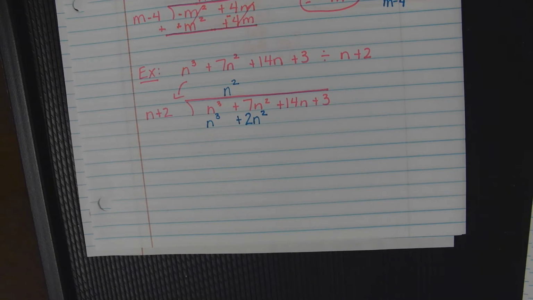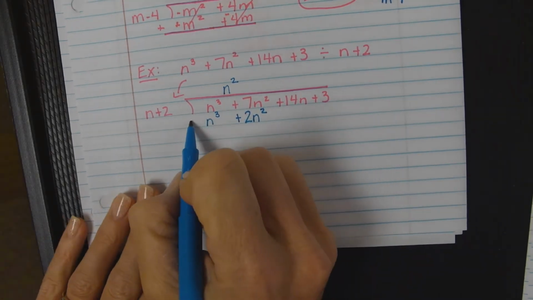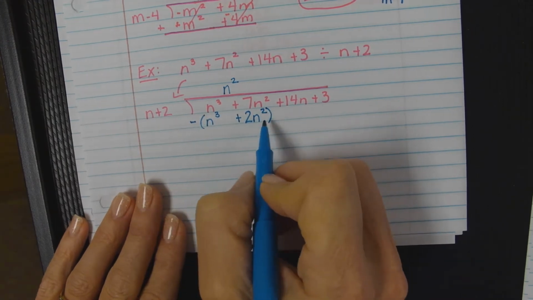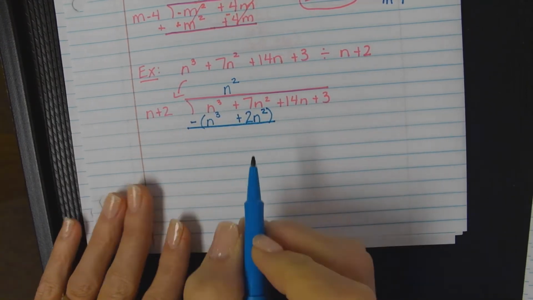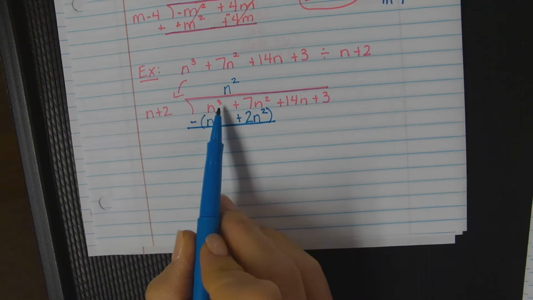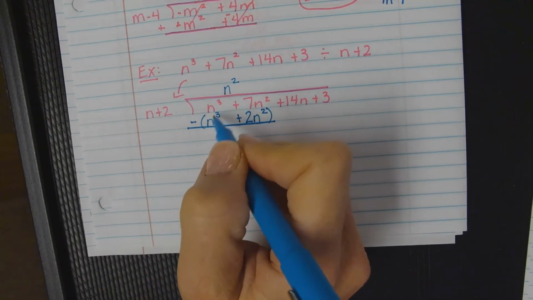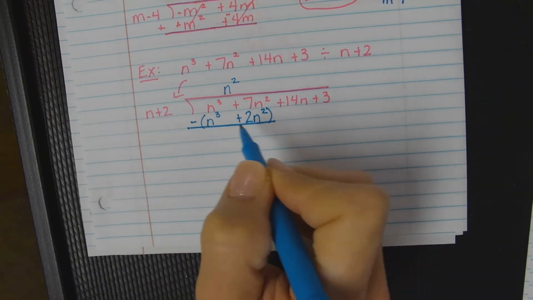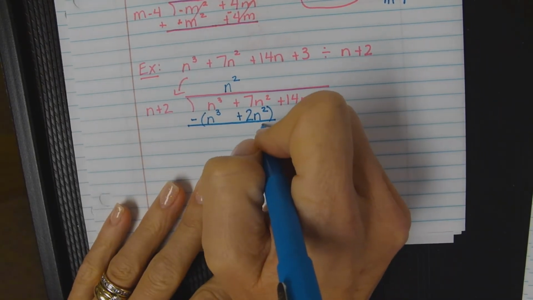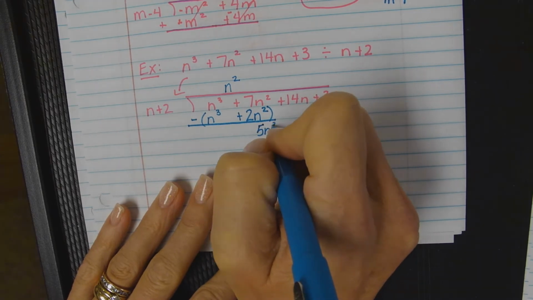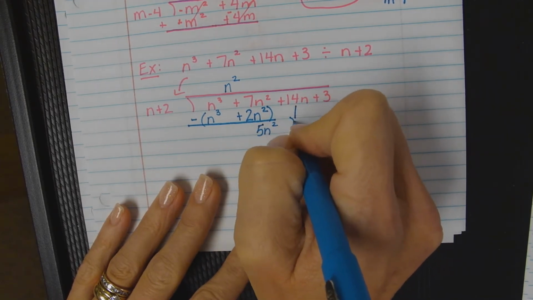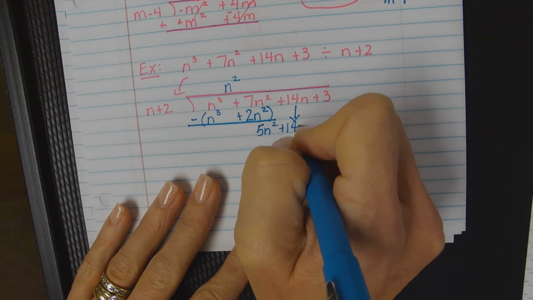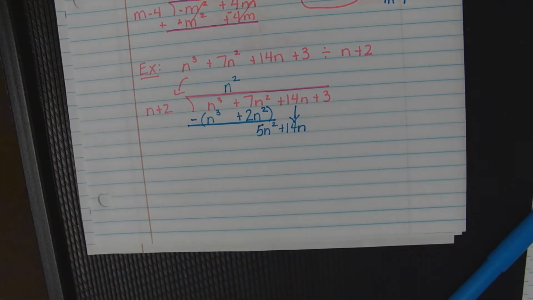What operation are we doing here? Subtraction. You'll see it here, look. N to the third minus n to the third, they cancel. That's the whole point of us doing it, right? 7n squared minus 2n squared is how many? 5n squared. Bring down the 14n. We're just trying to cancel out each term.